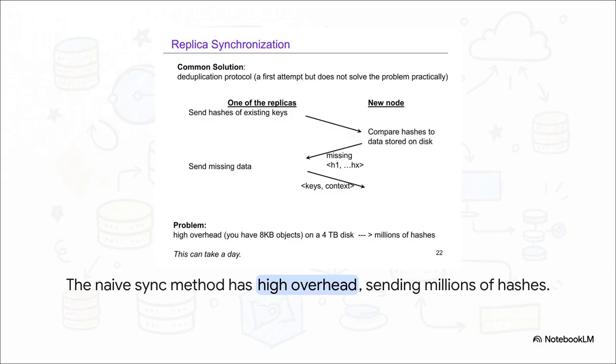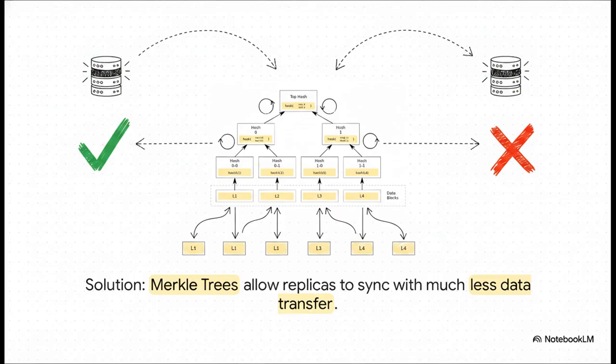The really naive solution, shown here, would be for 2 servers to just exchange a list of every single piece of data they have and compare them. But on a huge drive with terabytes of data, that's millions of items. It's a non-starter. Way too slow, way too much network traffic. And this is Dynamo's brilliant solution, a data structure called a Merkle tree.